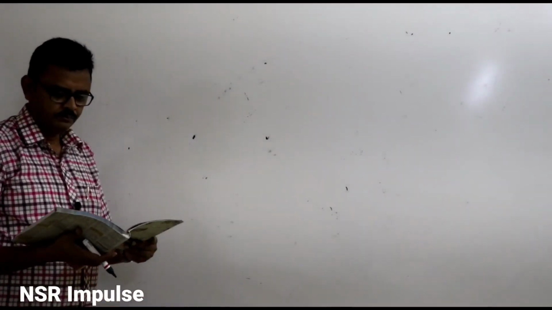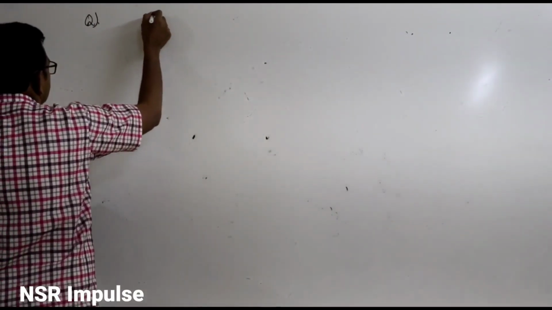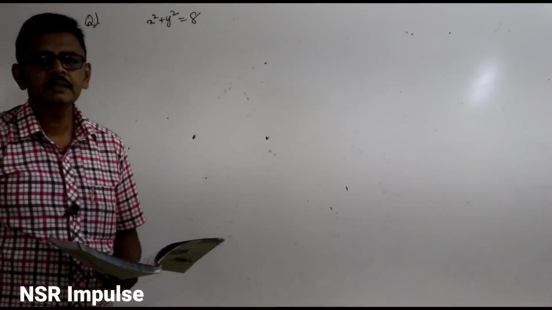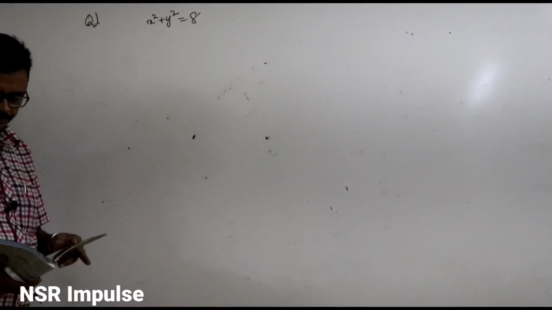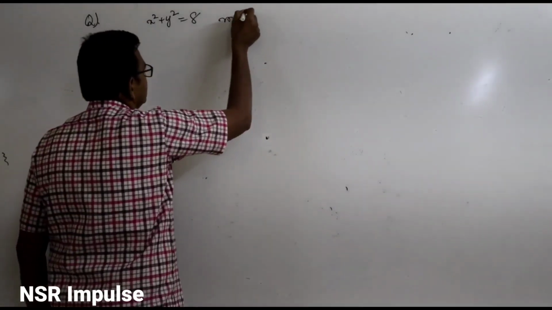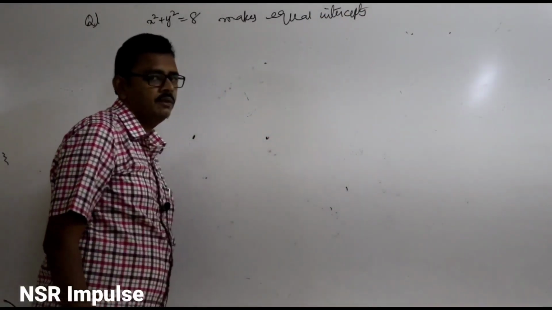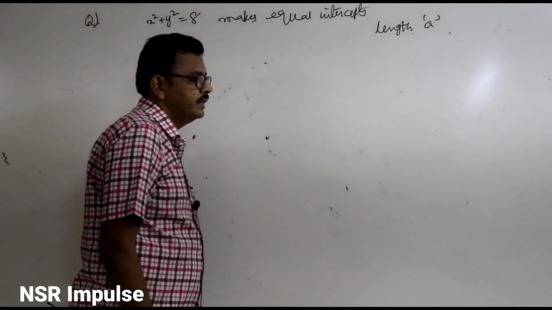Next problem. If a chord of the circle x square plus y square is equal to 8 makes equal intercepts of length A on the coordinate axis.